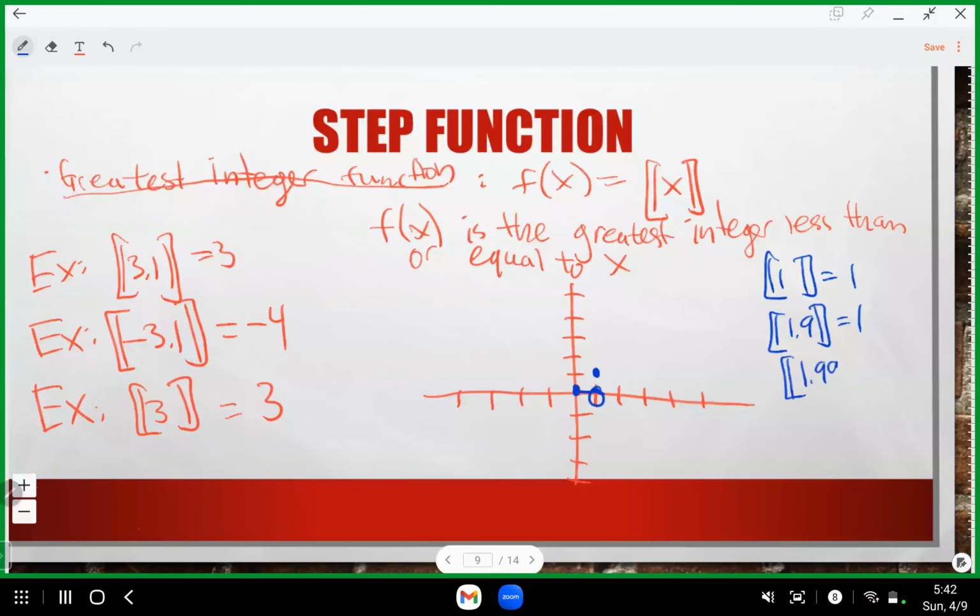So instead, we're going to have a graph like this. It really does look a lot like stairs. And the same for the other side. It's going to be looking like this. It's quite weird.